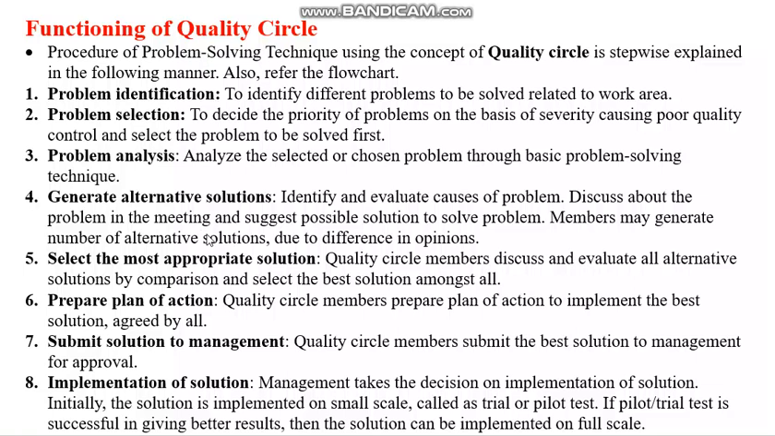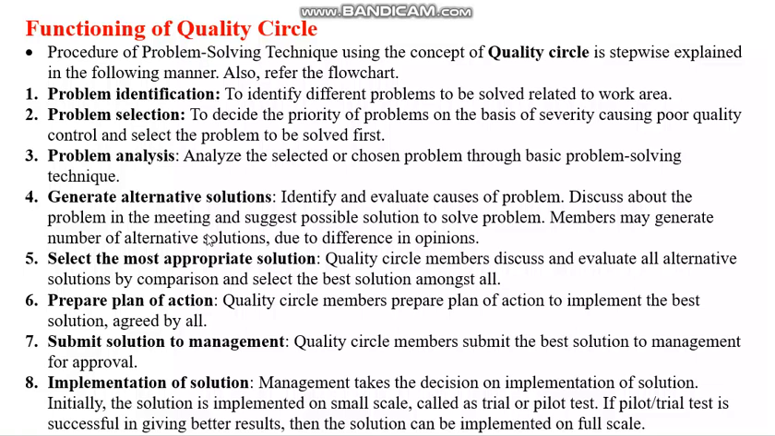Now the next step, the fifth step, is to select the most appropriate solution, the best fitting one. The quality circle members will discuss the pros and cons and evaluate all the alternatives. That means what are the advantages and disadvantages, and which solution has fewer negatives and more positives, fewer disadvantages and more advantages. That is the best suited one, and that is what you have to select.